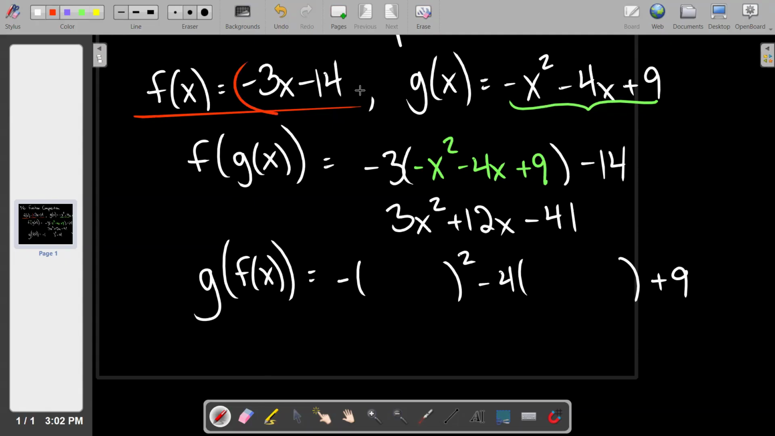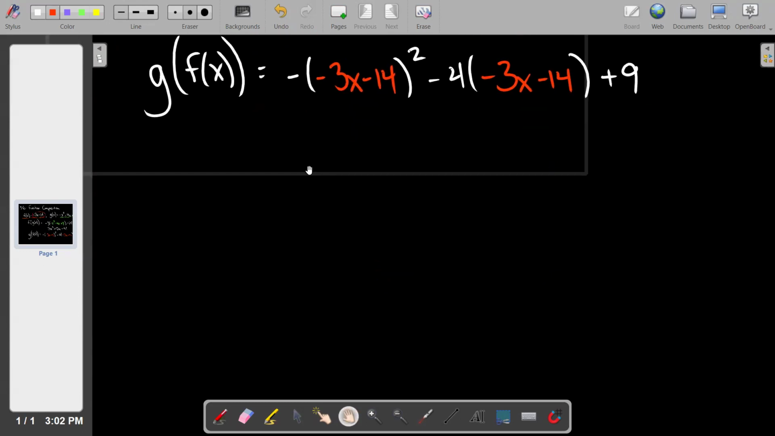The f function. So we're going to change this one into negative 3x minus 14, and we're going to change this one into negative 3x minus 14. And that's some doing. Thank goodness we have nice little tricks like square, square, multiply, double that will save us a little bit of time. So I'm going to scroll the screen up now so I have lots of room, and here we go.